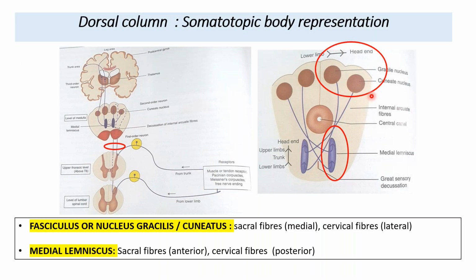Now again the same simplification with the representation of the body: in the medial lemniscus, head end is posterior and lower limb is anterior; in the fasciculi, head end is lateral and lower limb ends in the medial aspect. This is a simplified way to remember the somatotopic body representation: more medial fibers are sacral, more lateral fibers are cervical, and in the medial lemniscus, anterior and posterior in this order. So this single picture will give you the somatotopic representation.